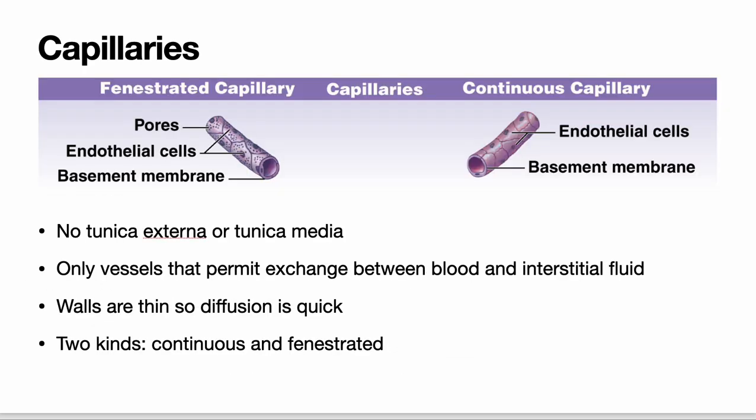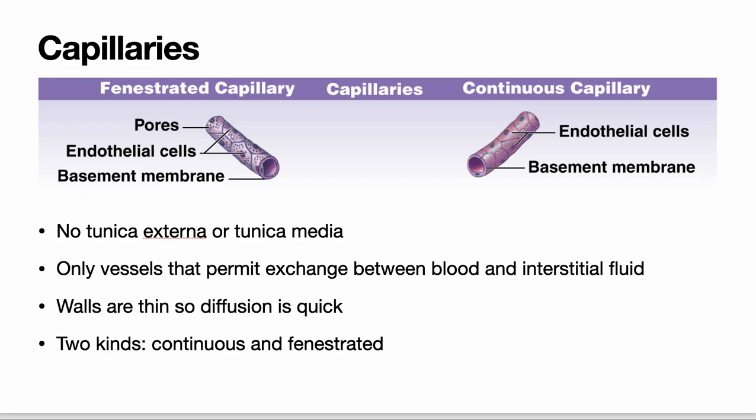When we get to the capillaries, so these would be the branches of arterioles, we're going to see that we have no tunica externa or tunica media. So really, we're just left with an endothelial lining, or the tunica intima, essentially, because these are the vessels that permit exchange of nutrients and waste products between blood and the interstitial fluid of your tissue. So we want that really thin wall for that diffusion to be able to take place, and to take place quickly.